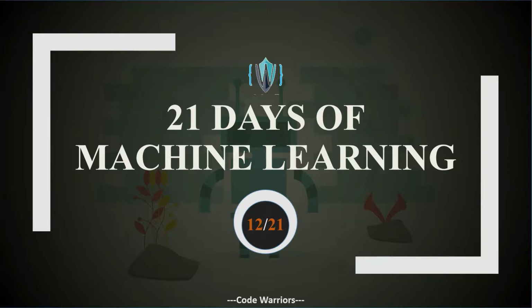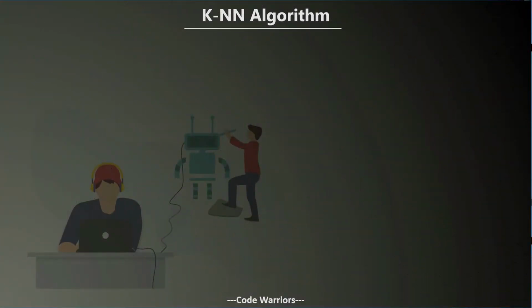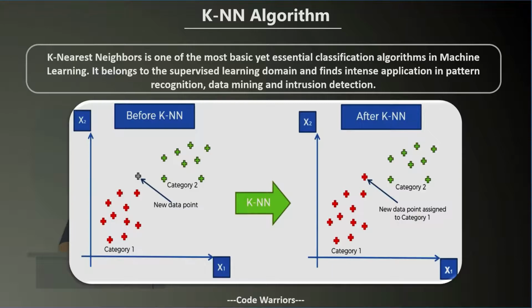Our topic for discussion today is the KNN algorithm, which is the K nearest neighbor algorithm. So let's start with today's topic. The KNN algorithm is easy to use and a fast algorithm. So let's see what our definition suggests here.